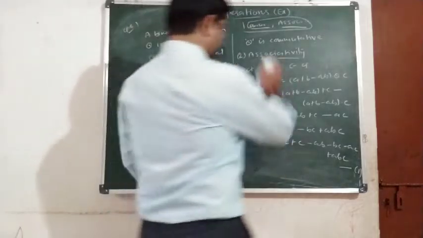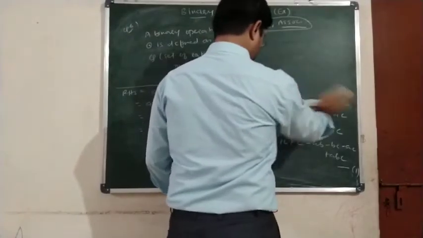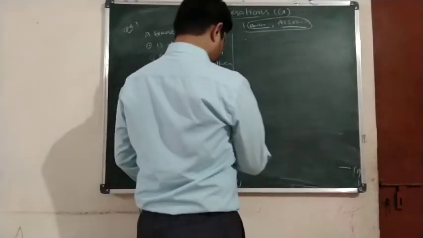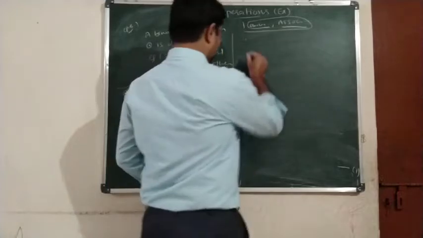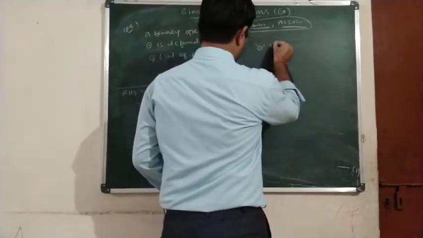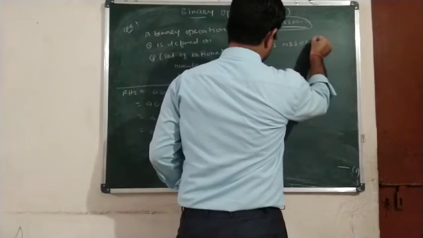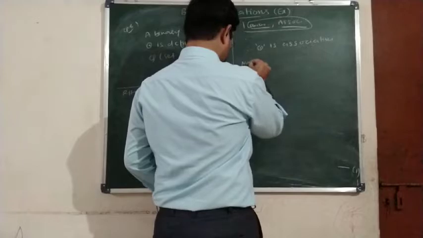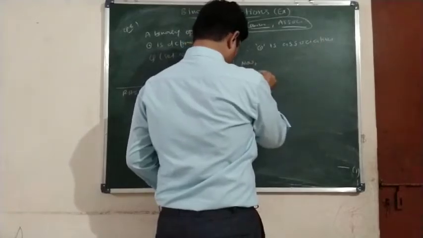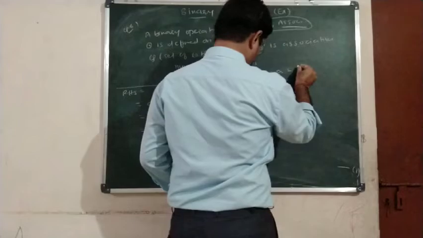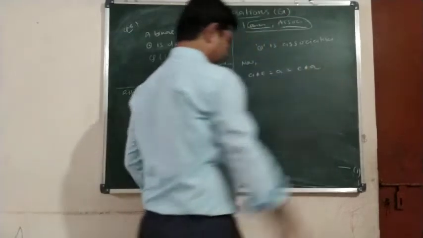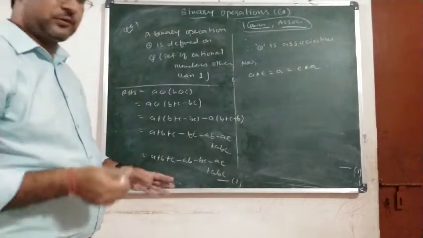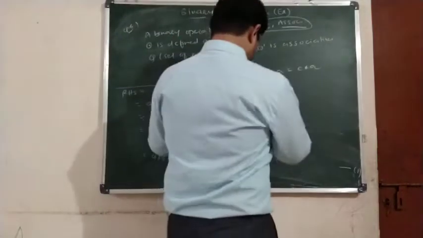Okay, so I write down over here. Therefore, o dot is associative. Okay, now identity element: A asterisk E is equal to A is equal to E asterisk A. The first step is a common step to find the identity element in each question. So remember this. This is a definition.